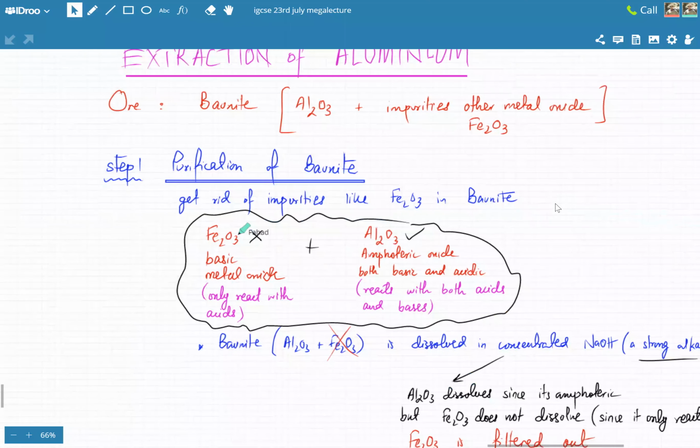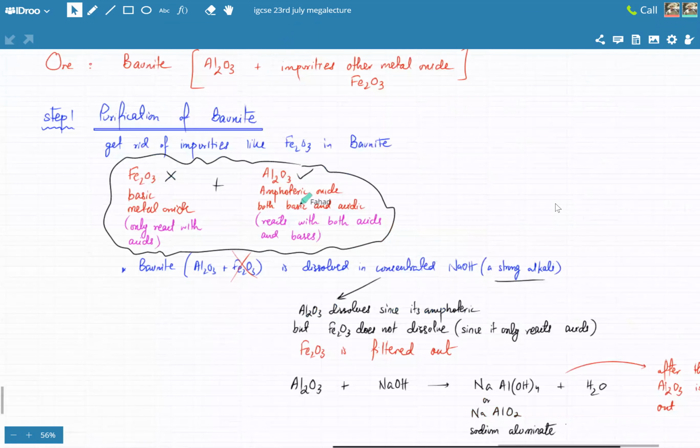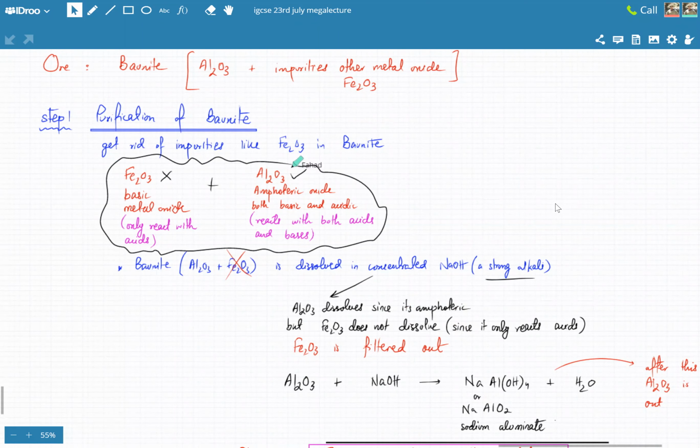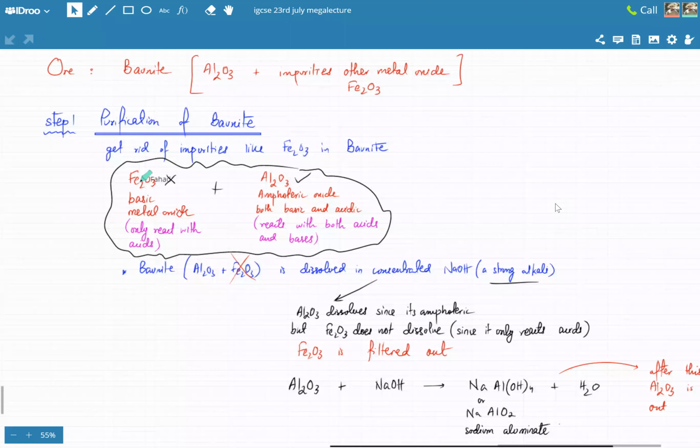And the way that's done is that metal oxide is basic. Aluminium oxide is a special kind of metal oxide, which is amphoteric. So it can react with both acids and bases. So you dissolve it in concentrated NaOH. Aluminium oxide reacts because it's capable of reacting with alkalis as well as acids. Metal oxides are basic. They don't react with other bases. So they don't dissolve.